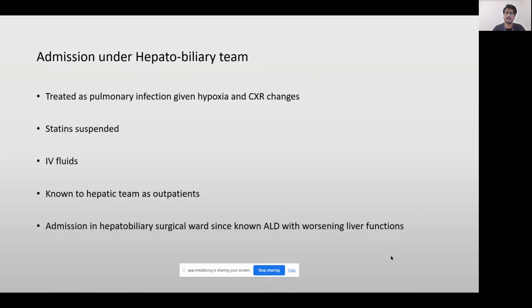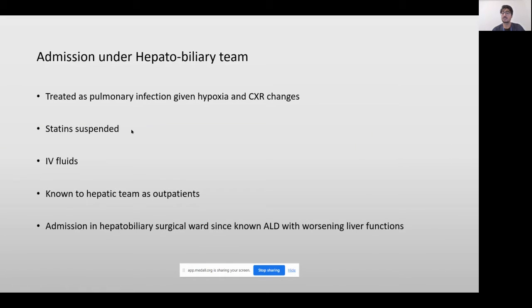His statins were suspended because of the CK that was very high. That's what we all should do. If the patient's coming to the hospital with high CK, try to suspend those medications that can affect the muscles and also that can affect the kidneys. We gave some IV fluids.